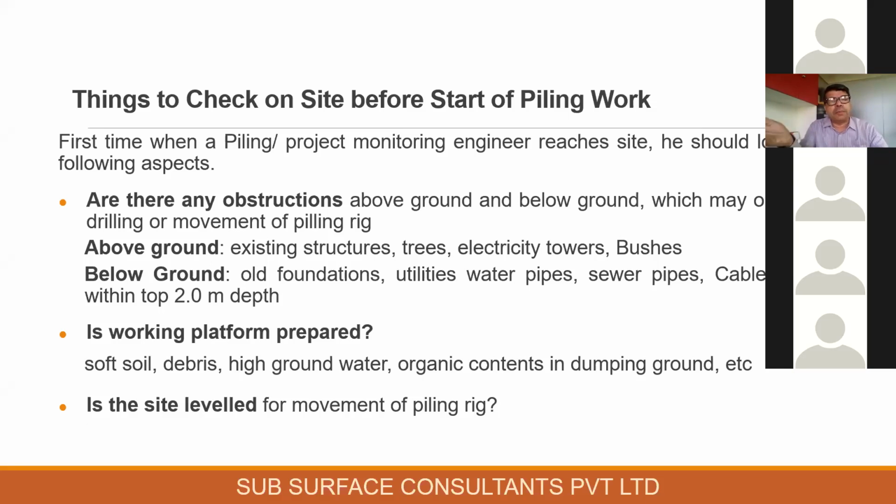What can be an obstruction to the piling rig? Above ground, it can be existing structures. We need to remove them. There could be trees, transmission towers, bushes, telephone towers, and so on. I may have missed a few things here and there, but you can imagine, because many of you are quite experienced. Whatever structure or obstruction is standing above ground has to be first removed before the piling rig is mobilized to site.